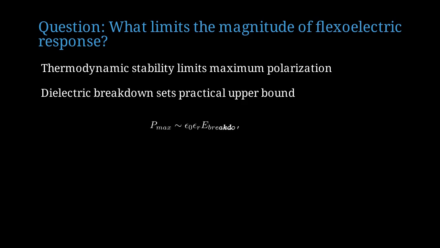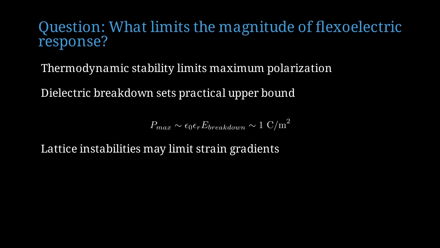The maximum polarization is limited by epsilon not epsilon r times breakdown field, typically around 1 coulomb per meter squared for most materials. At extreme strain gradients, lattice instabilities and structural phase transitions may occur before reaching the thermodynamic limit.